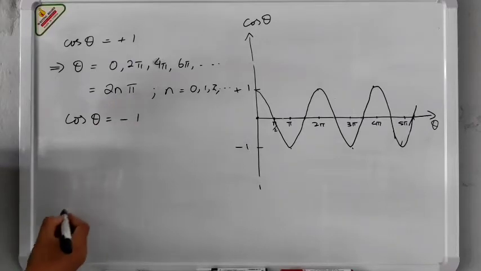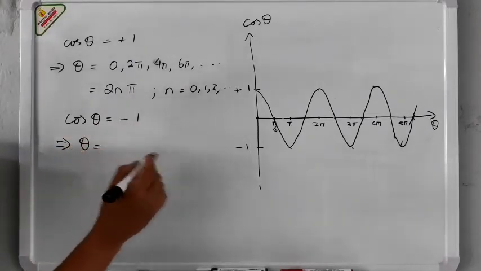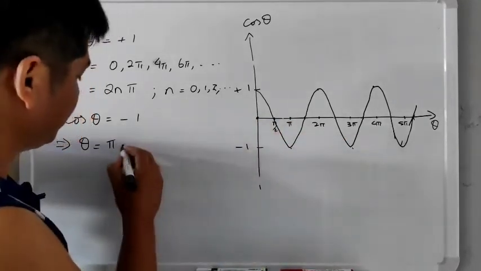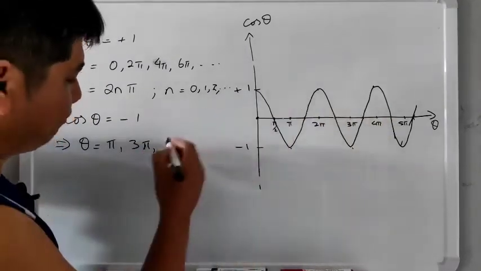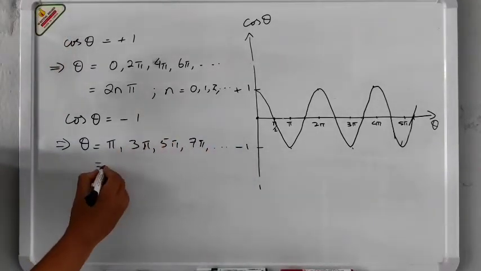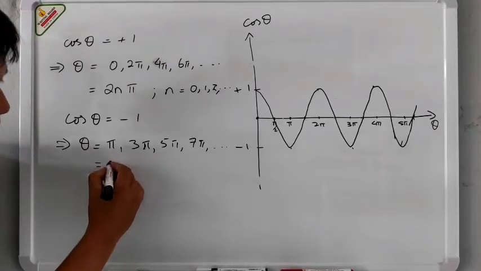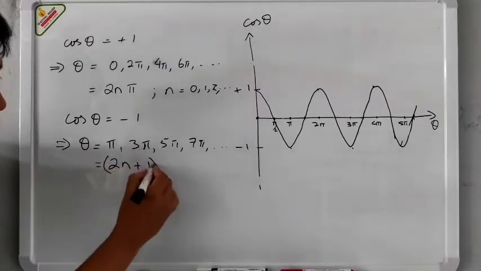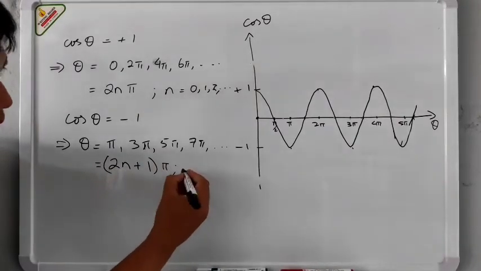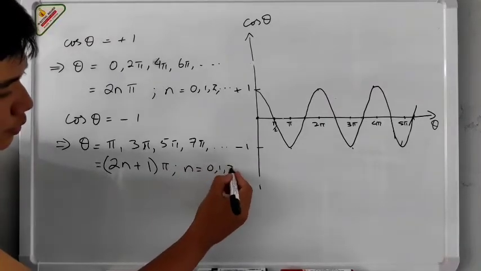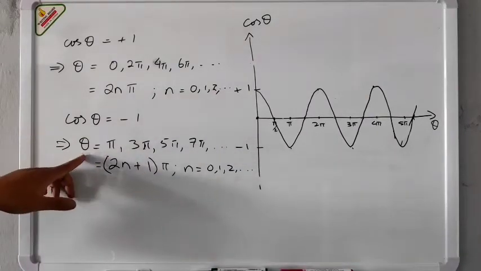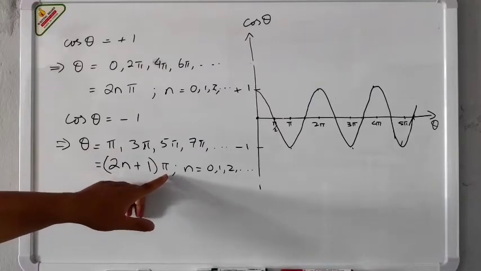Cos theta is minus 1 when theta equals what? Minus 1 when pi, okay, 3 pi and 5 pi, also 7 pi. They are what multiple of pi? That number is denoted by 2n plus 1, where n is an integer, so n is 0, 1, 2, 3 again. Cos theta is minus 1 when theta is an odd multiple of pi.